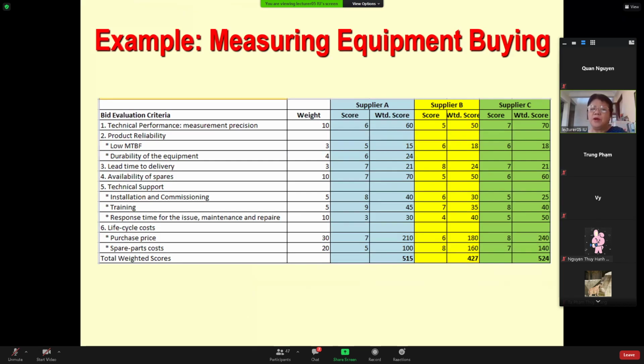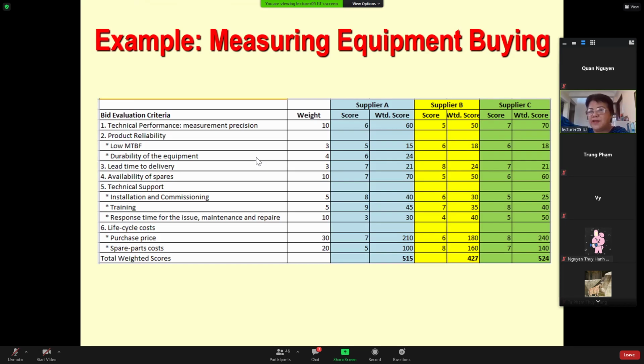This gives you another example of total best value. In this example, it gives you a way of measuring equipment buying: which equipment from whom is best for your company. It depends on the criteria you identify.